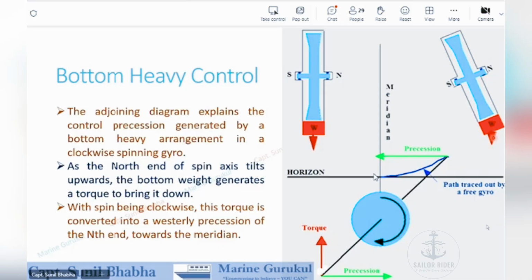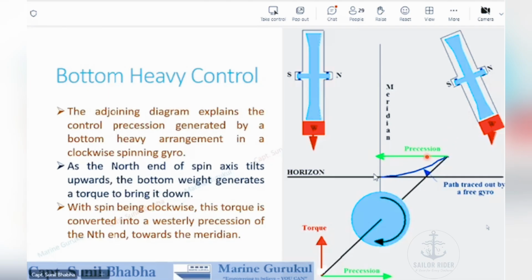Now when it tries to make it vertical again, it is basically trying to push the south end upwards or the north end downwards. So because of gravity, this red color weight which we have fitted is trying to make the spin axis horizontal again, and due to this, it is trying to push the south end upwards and the north end downwards.